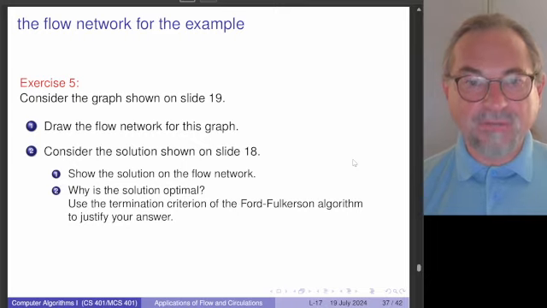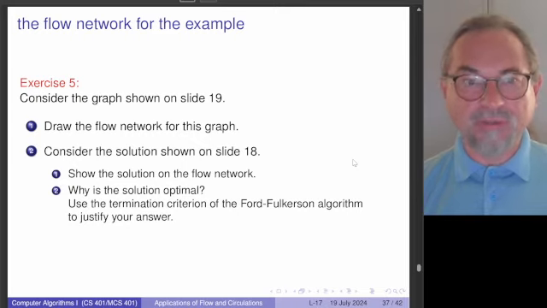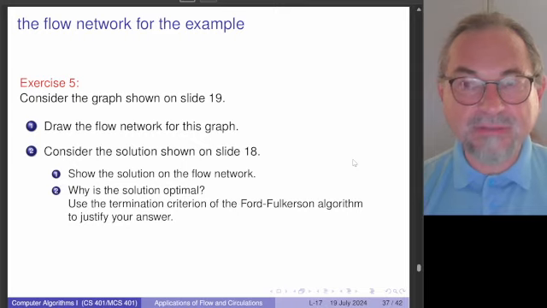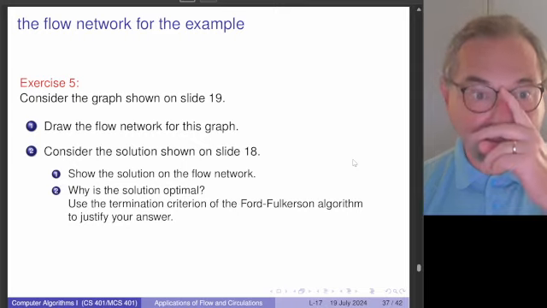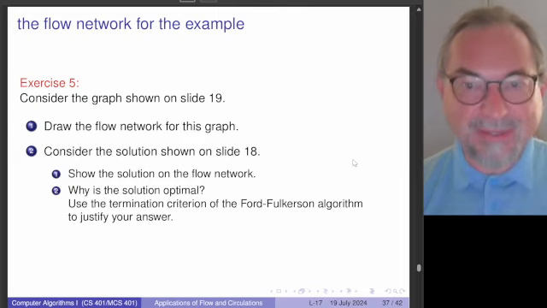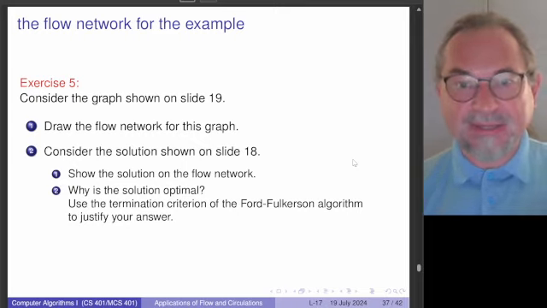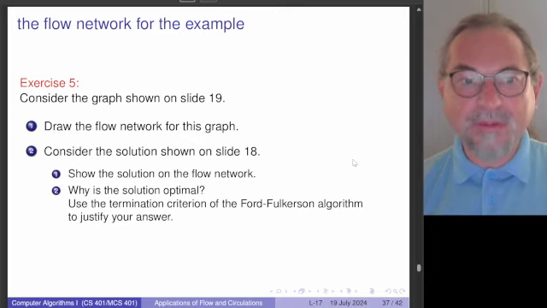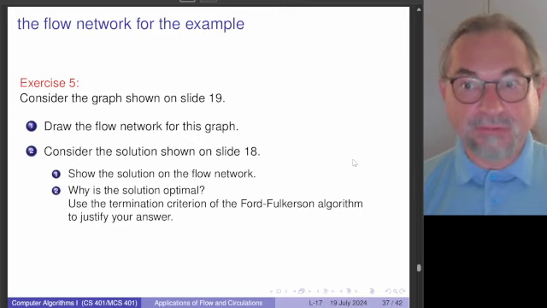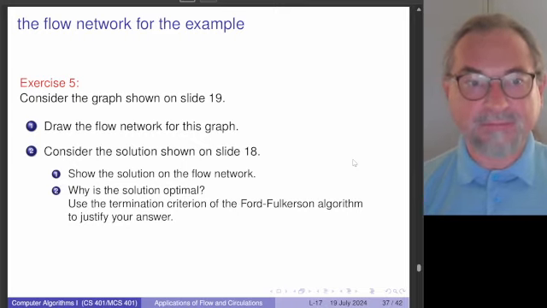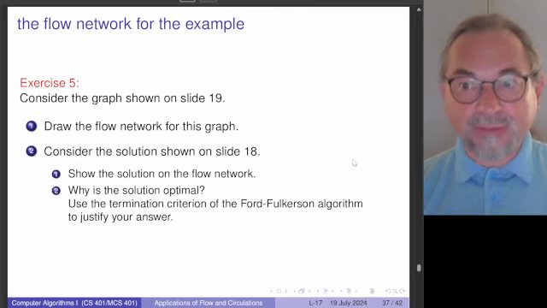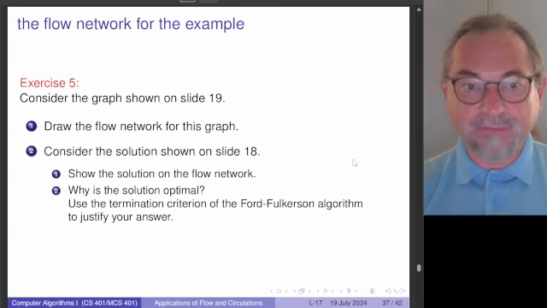The Ford-Fulkerson algorithm terminated when there was no path from source to sink in our residual graph. Can you use this justification also here? And what does optimal really mean in this sense? The optimality still makes sense from the max flow problem, but for the feasibility question, what does it mean there? It relates to the termination of the algorithm.